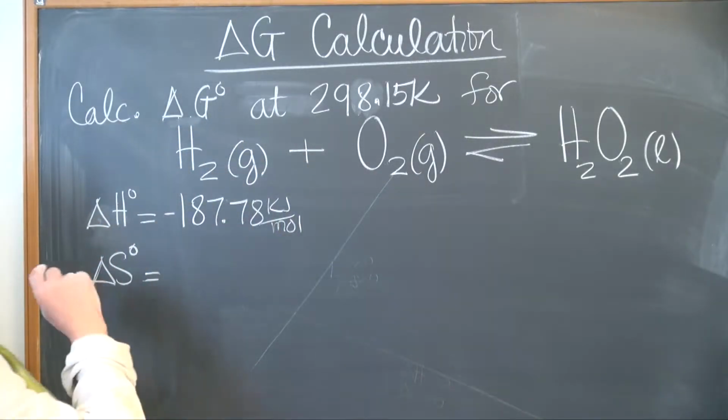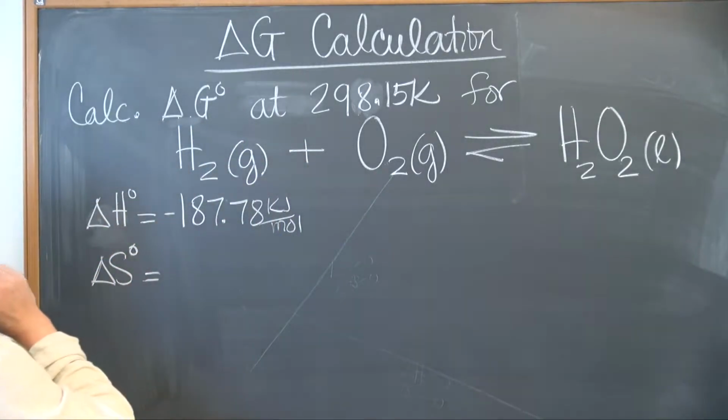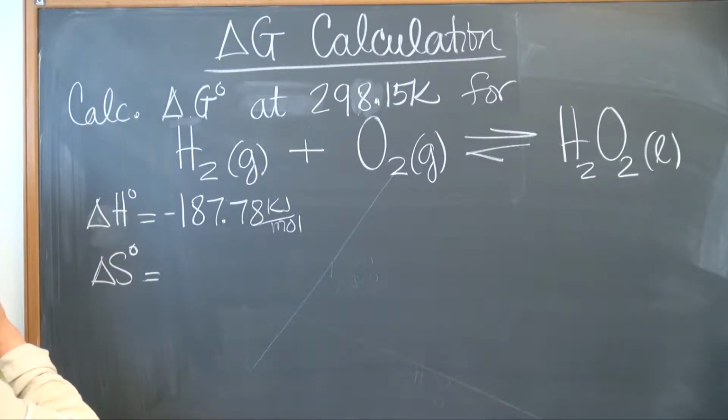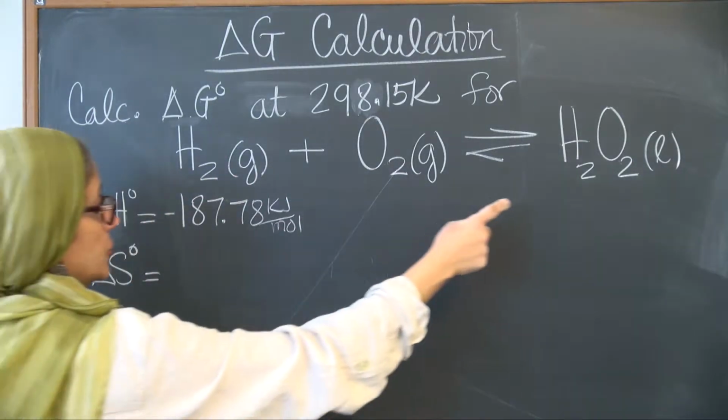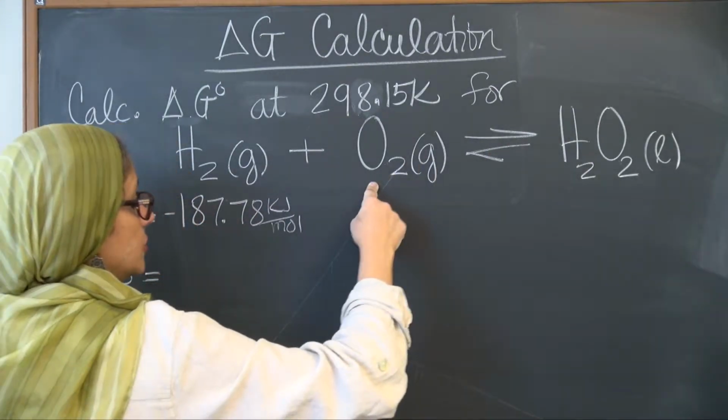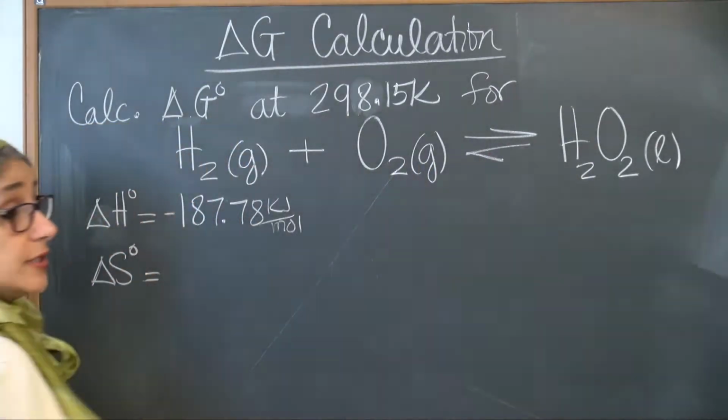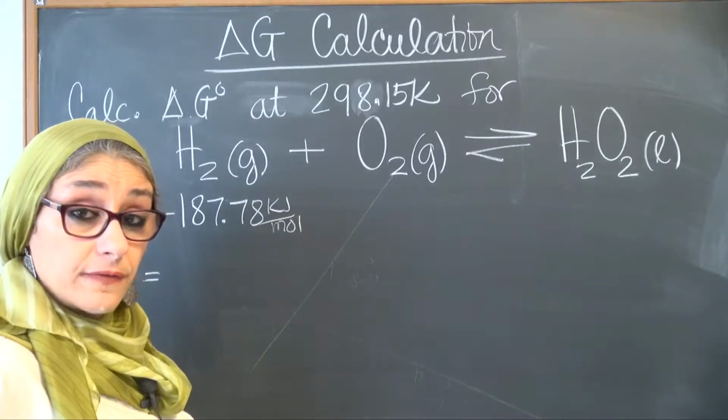Okay, this is not a balanced equation. You have to make sure it is balanced because the stoichiometry will affect the outcome. And the reaction then is 2 hydrogens, 2 hydrogens, 2 oxygens, 2 oxygens. Oh, it is balanced. Well, good.